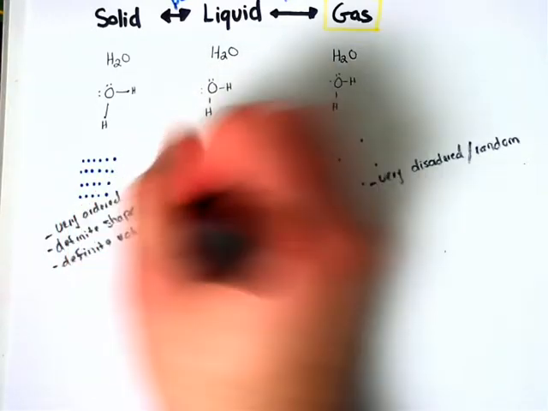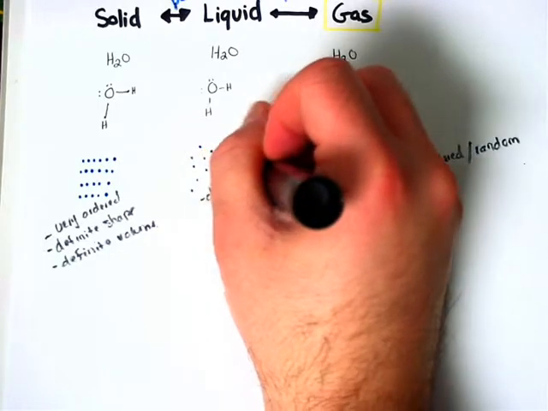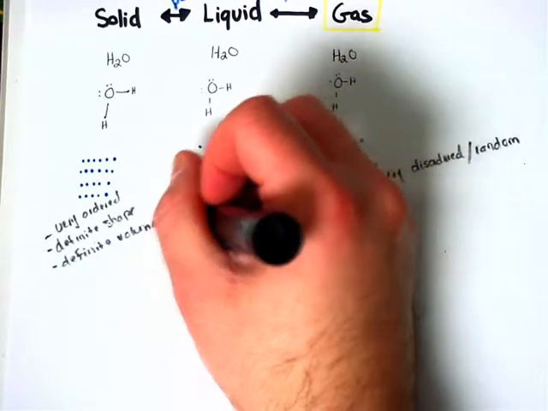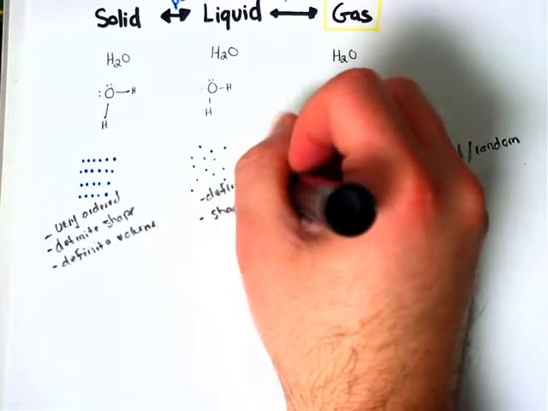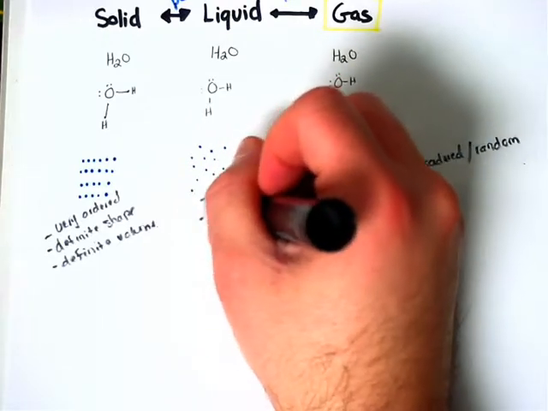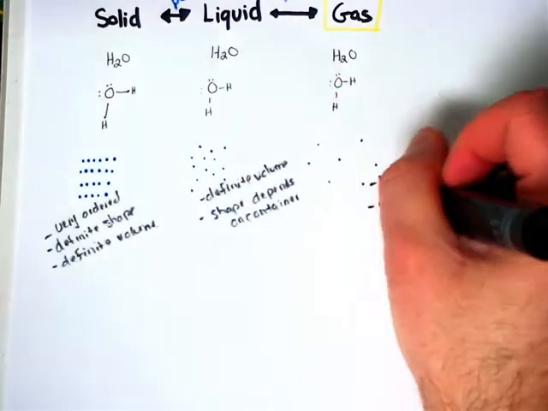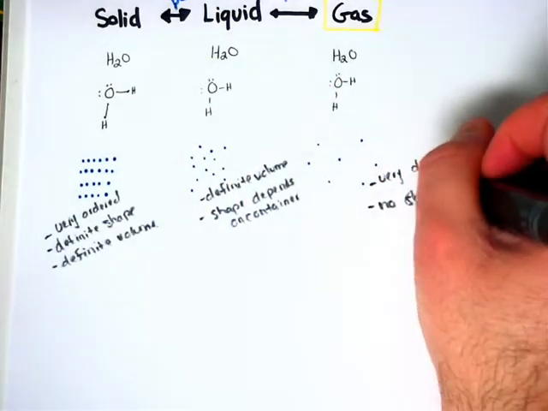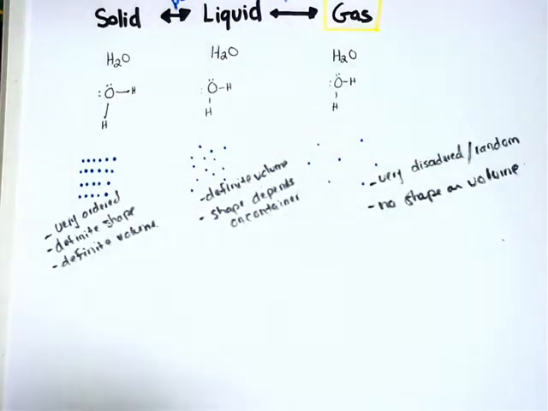Now, liquids have definite volume, however, they lack a shape that's definite. Their shape is dependent upon their container. Gas has neither. No shape or volume. Because it's really hard to control gases.